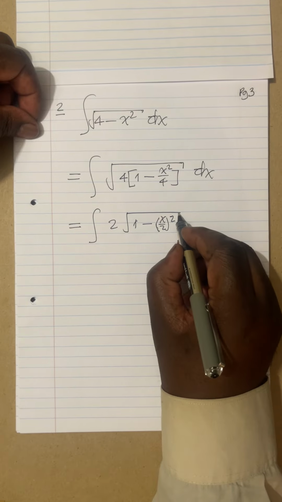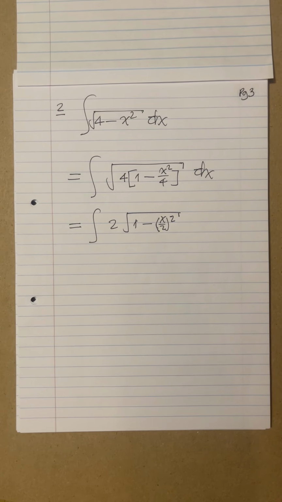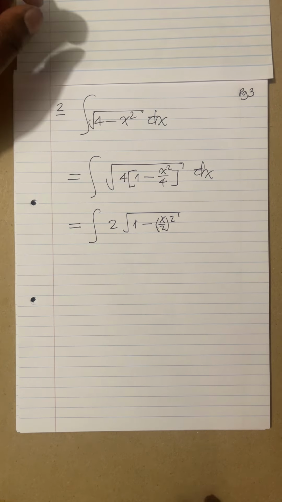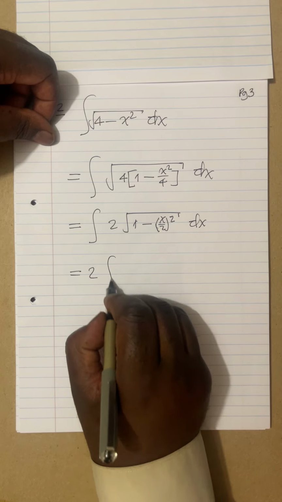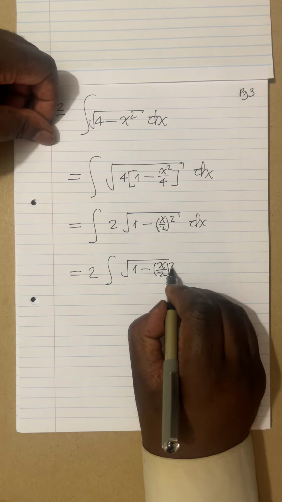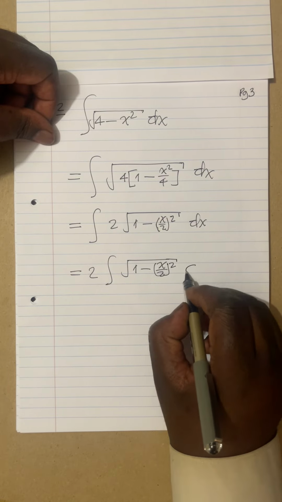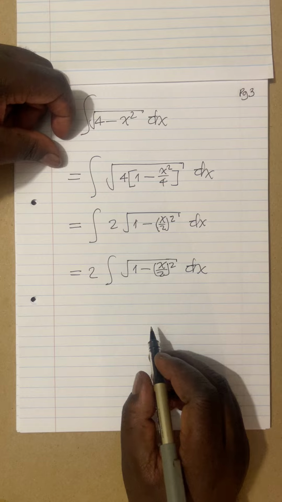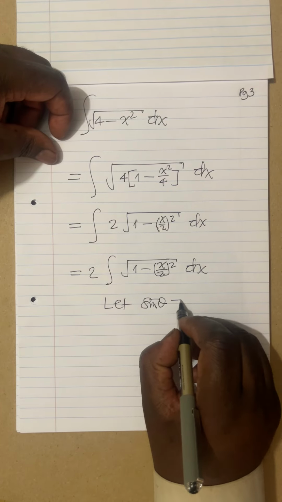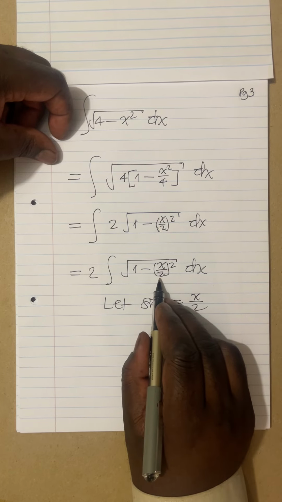But the reason I'm doing this is because I want to use the identity sine squared plus cosine squared equals 1. So we have dx outside here, and 2 is a constant, we can take it out, so that's 2, the integral of square root of 1 minus x over 2, and all over all that expression we have to square it, and we're saying dx outside. At this stage, I'm going to let sine of theta be equal to x over 2, that expression there.